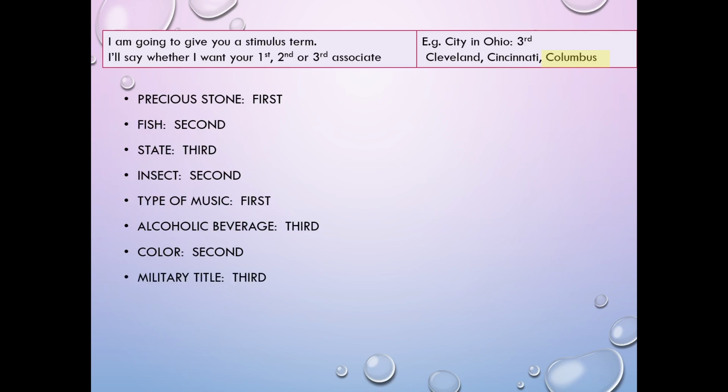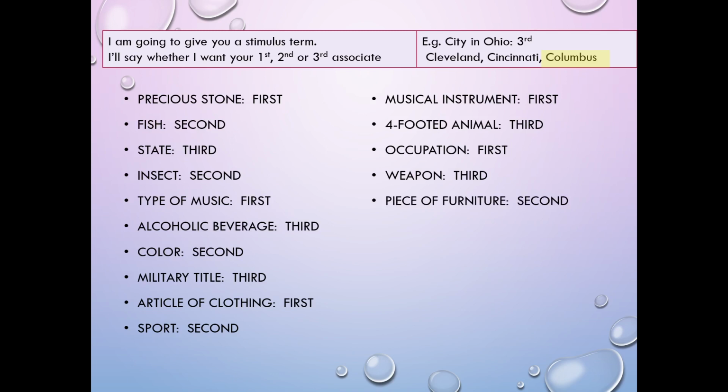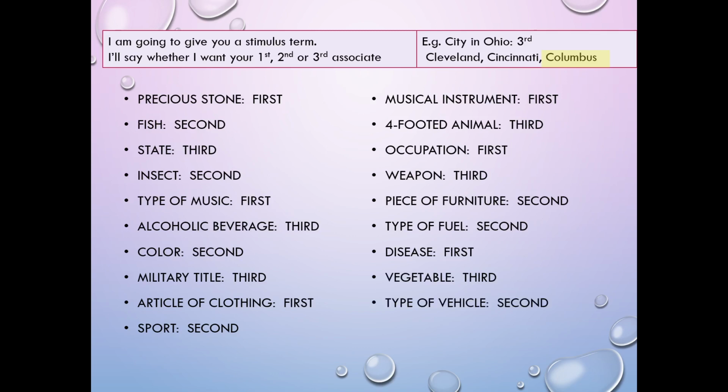Military title, third. Article of clothing, first. Sport, second. Musical instrument, first. Four-footed animal, third. Occupation, first. Weapon, third. Piece of furniture, second. Type of fuel, second. Disease, first. Vegetable, third. Type of vehicle, second. And part of human body, first.